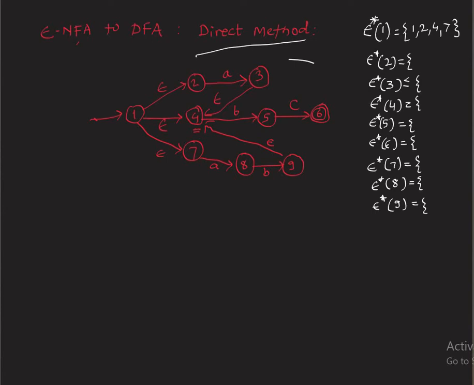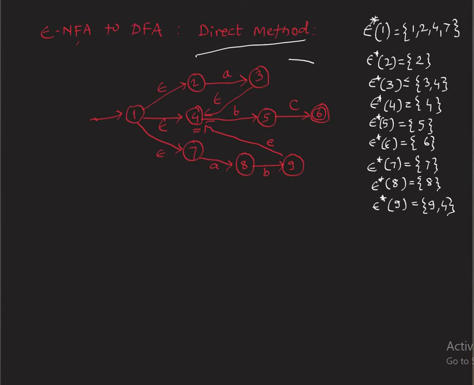Now for state 2, only 2 would be there in the epsilon closure. For state 3, 3 and 4 would be there in the epsilon closure. Again for 4 it will be 4 and 5. For 6 it will be only 6. For 7 it will be only 7, for 8 only 8, and for 9 it is 9 and 4. So now we have got the epsilon closures of each of the states.